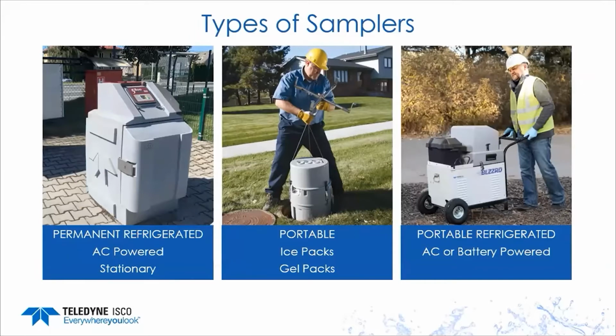The second is a portable battery-powered sampler that is ideally suited for sampling at multiple locations. It can be easily lowered into a manhole for collection system and building level sampling. One drawback is that it's not refrigerated, so ice or gel packs are needed to keep the samples cool. The third is a portable refrigerated sampler. It provides refrigeration as well as portability and is ideal for building level and treatment plant sampling.